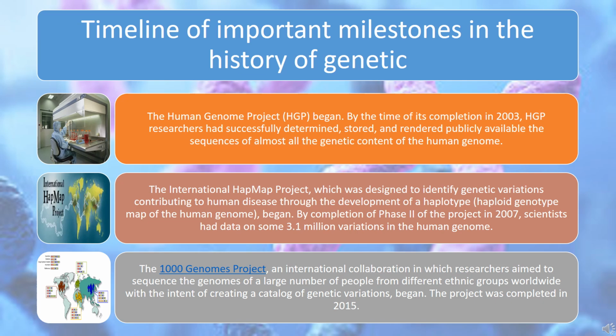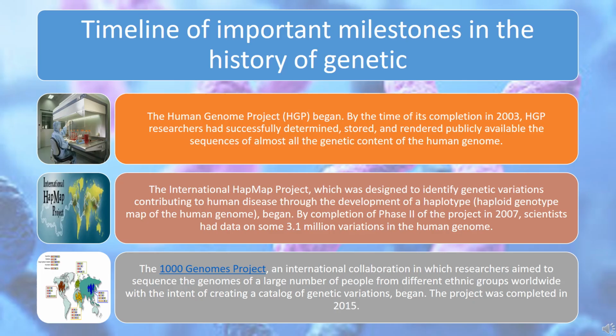The International HapMap project, which was designed to identify genetic variations contributing to human disease through the development of a haplotype, haploid genotype map of the human genome, began. By completion of Phase 2 of the project in 2007, scientists had data on some 3.1 million variations in the human genome.